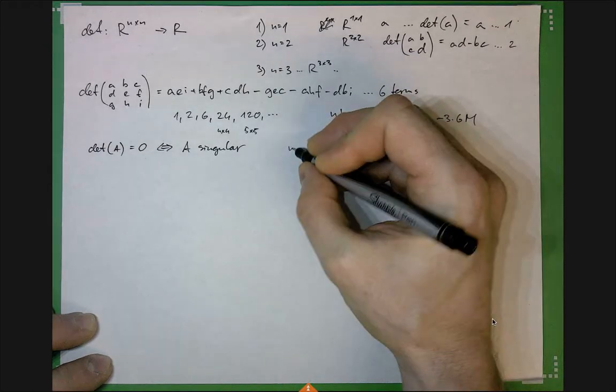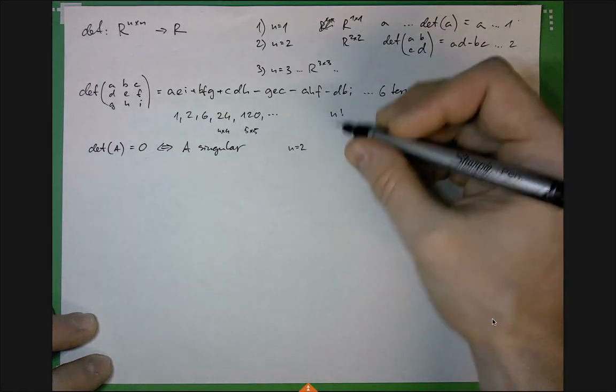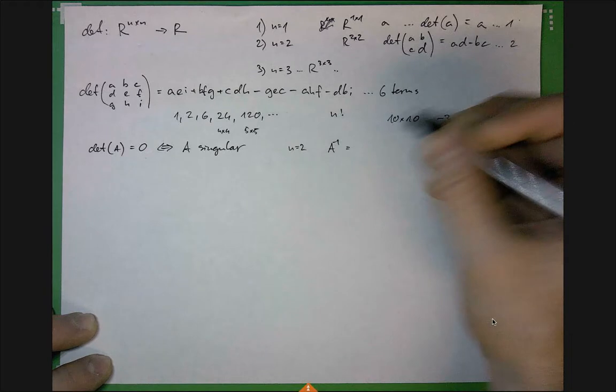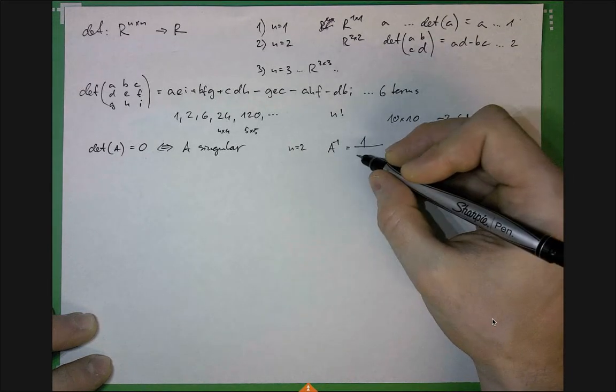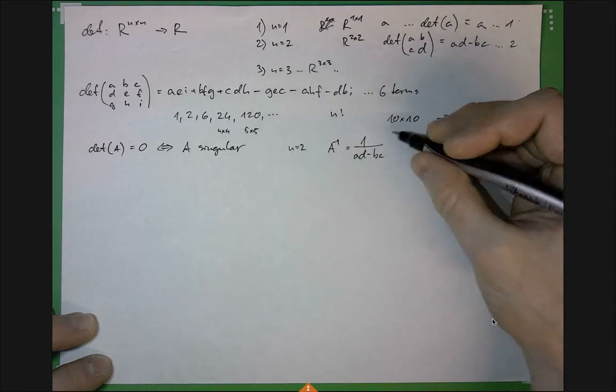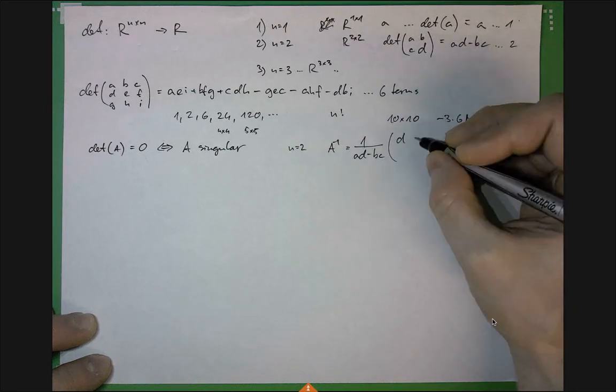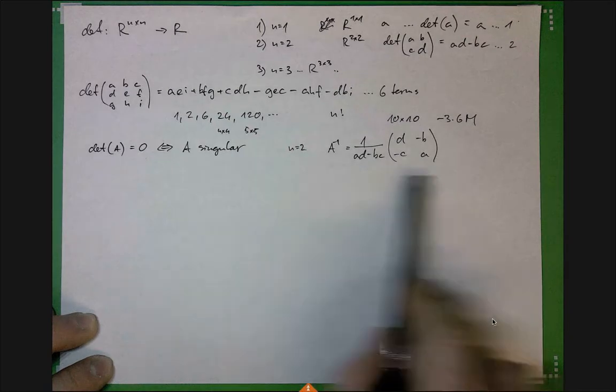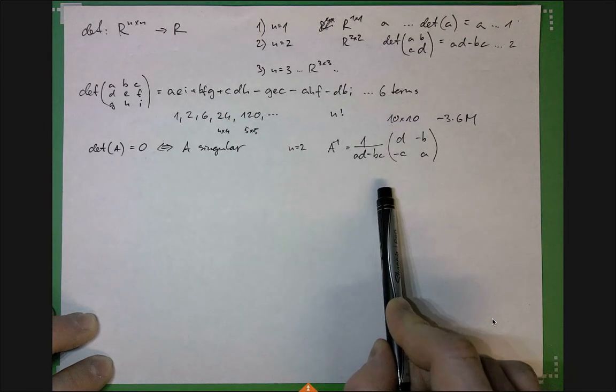For 2x2 matrices, I can even easily write an explicit formula for the inverse of the matrix. The formula looks like this: 1 over AD minus BC, times what is called a cofactor matrix, like this. So this is an explicit formula for the inverse of a 2x2 matrix.